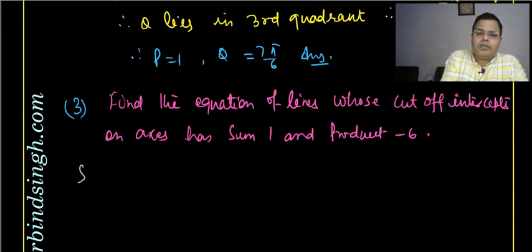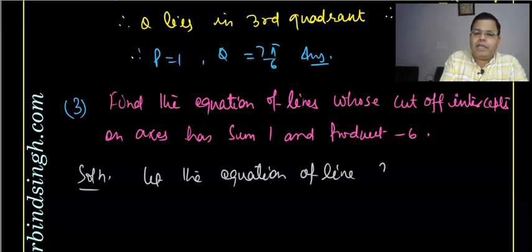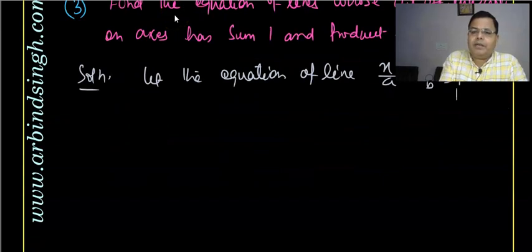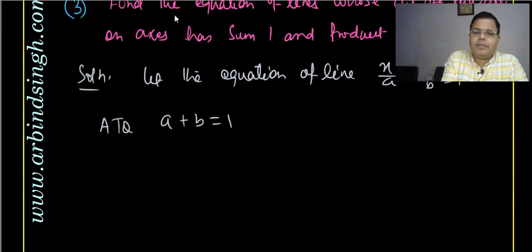So we can write the solution as: let the equation of line in intercept form be x by a plus y by b is equal to 1, where a and b are intercepts. According to the question, the sum of intercepts, that is a plus b, is 1, and the product of intercepts is minus 6. Now we have to calculate the values of a and b.